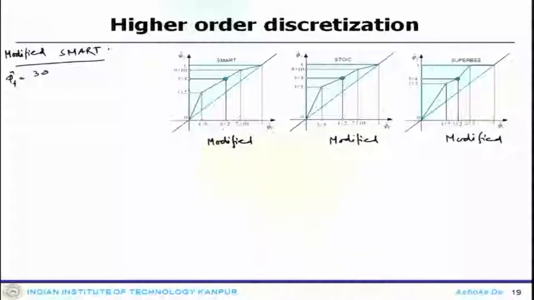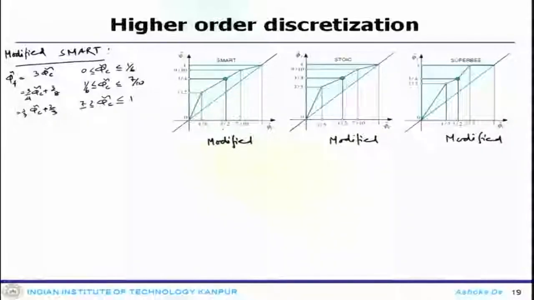It is 3 phi C when phi C tilde is between 0 and 1/6. It is 3/4 phi C plus 3/8 when phi C tilde lies between 1/6 and 7/10. Then it is 1/3 phi C plus 2/3 when it lies between 7/10 and 1, and finally phi C tilde elsewhere. So one profile is this, another is this, another is this, and finally this. That is what the modified SMART does. So you split it into 4 different segments.